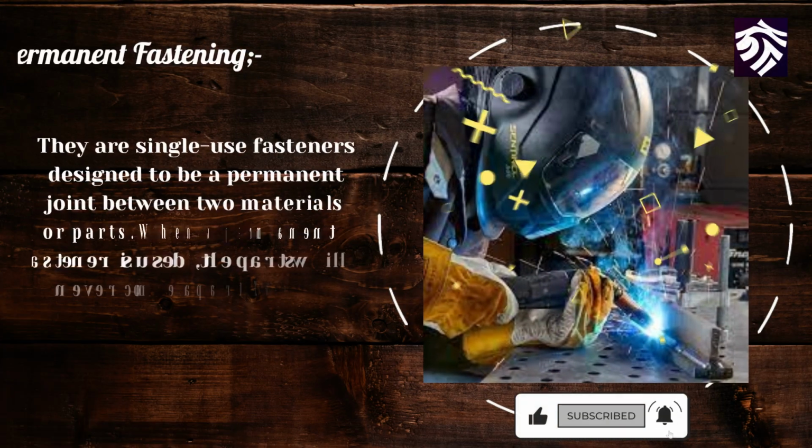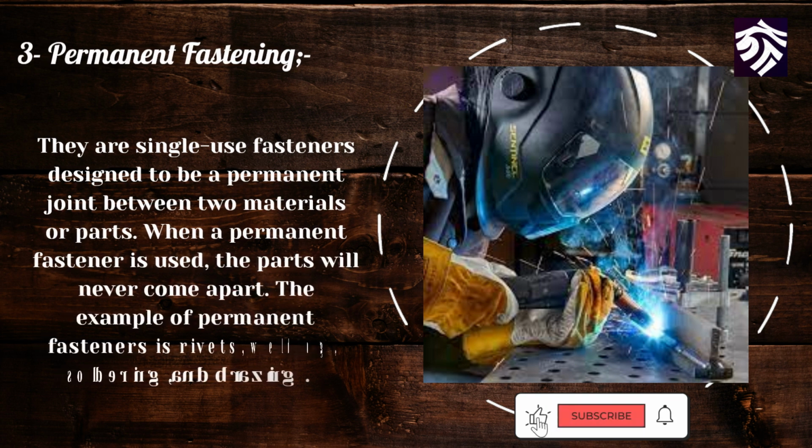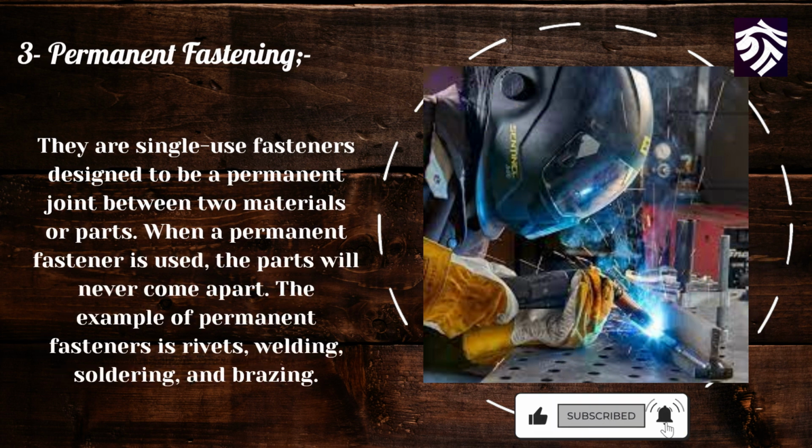Permanent fastening. They are single-use fasteners designed to be a permanent joint between two materials or parts. When a permanent fastener is used, the parts will never come apart. Examples of permanent fasteners are rivets, welding, soldering, and brazing.